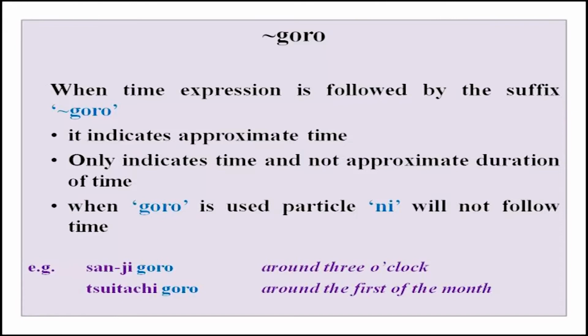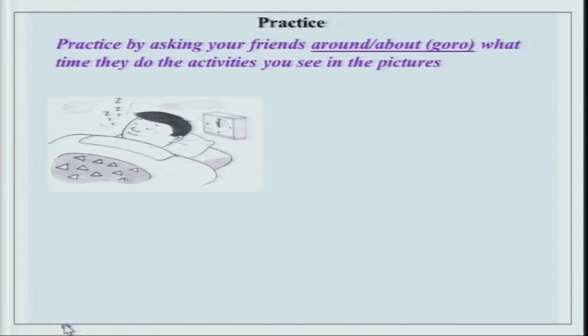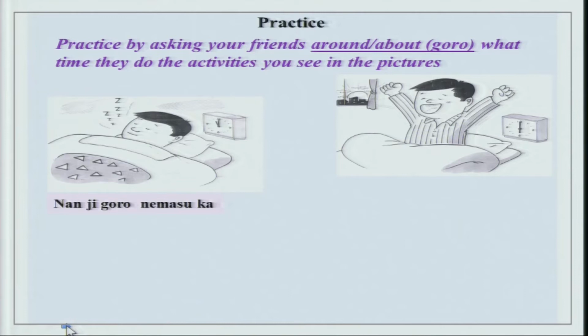For example, sanji goro and tsuitachi goro. It can also be used for an exact date. Now, you can ask nanji goro nemasu ka, and whatever time you sleep, you can say juichiji goro or ichiji goro or ichiji han goro nemasu.